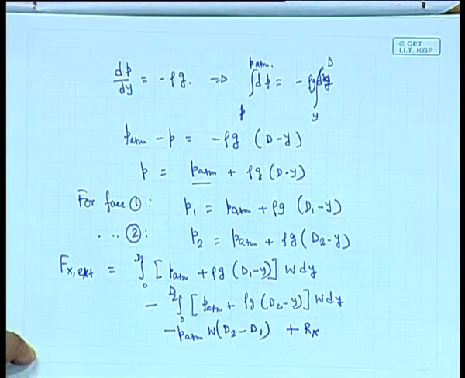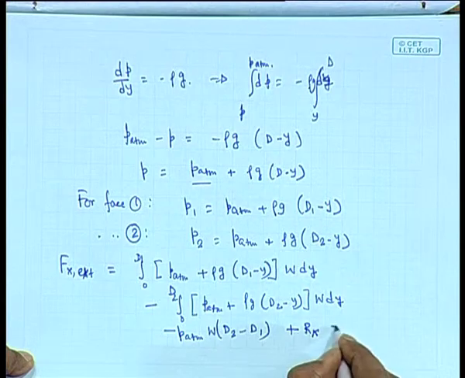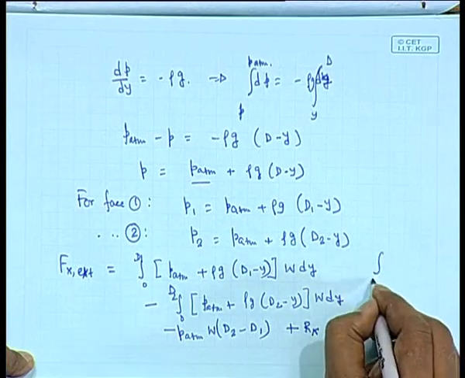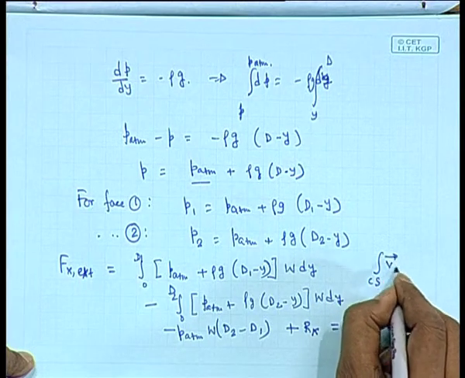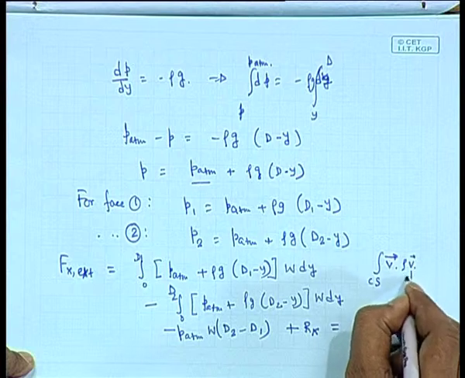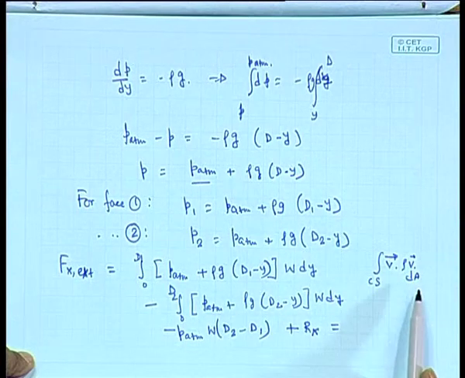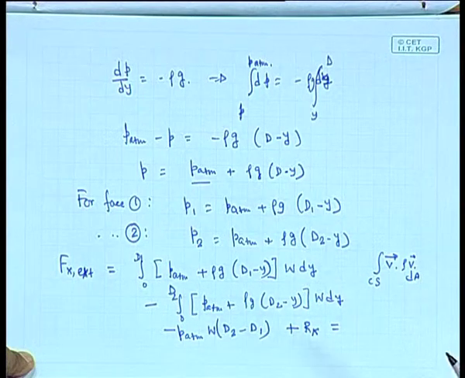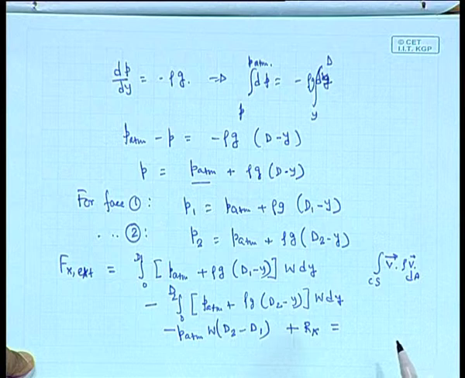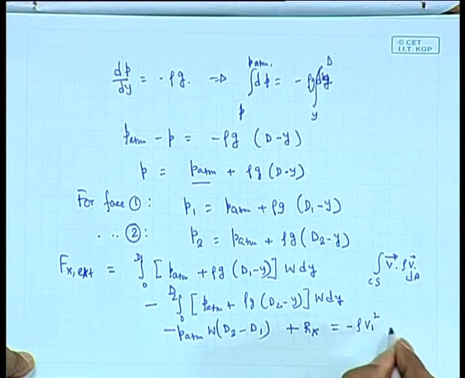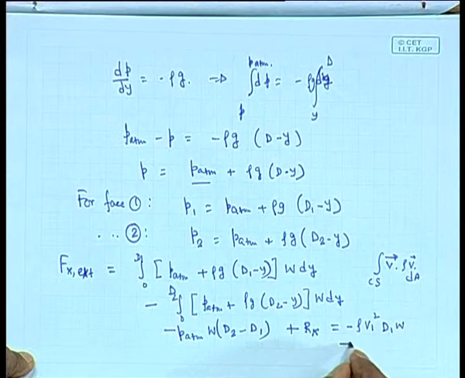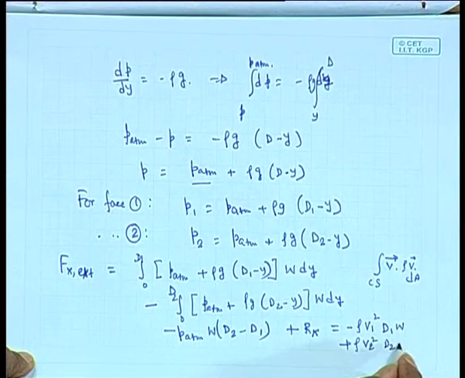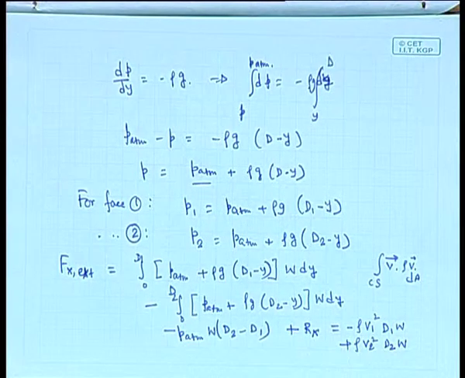Okay, and this should be equal to the integral over the control surface of v rho v dot dA. So at the entry point it will be minus rho v1 square A1, and at the exit point it will be plus rho v2 square A2. Minus rho v1 square A1, where A1 is nothing but d1 w, plus rho v2 square d2 w. You carry out these integrations, and w will cancel out everywhere, and in Rx it will be Rx by w, so per unit width you will get the result.